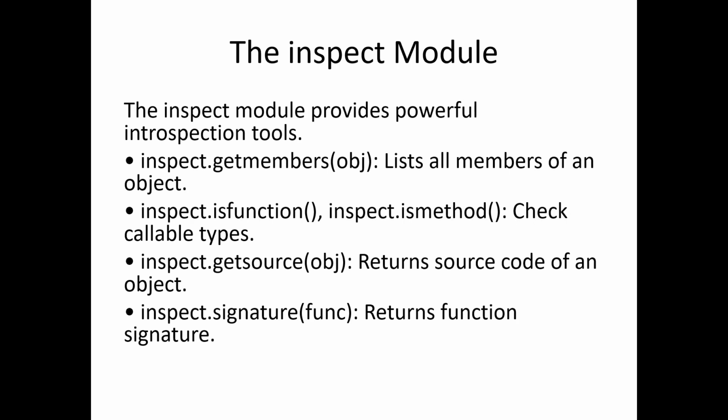These are the foundations of Python's introspection abilities. Now, for deeper introspection, Python gives us the inspect module. It's like an X-ray for your Python objects. With inspect.getmembers, we can list everything an object contains. inspect.isfunction and inspect.ismethod help you check what type of callable you are dealing with. inspect.getsource can even show the actual source code for a function or a class.